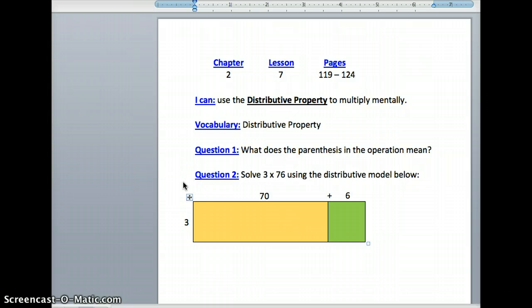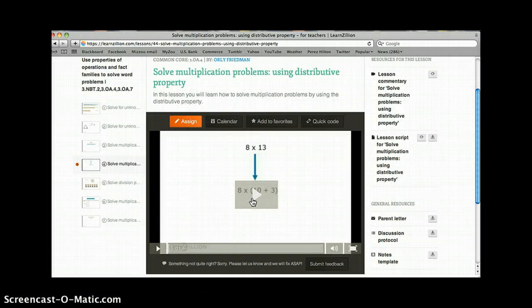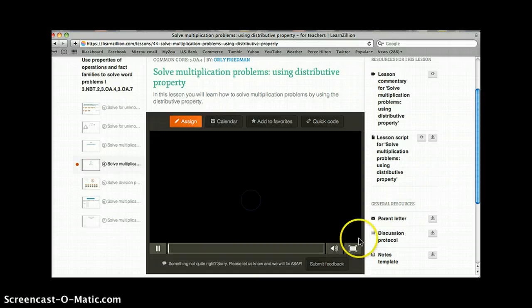Question 2, solve 3 times 76 using the distributive model below. And here's a video to show you the distributive property.